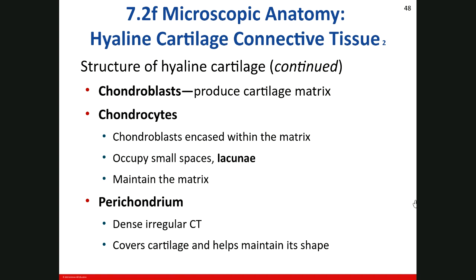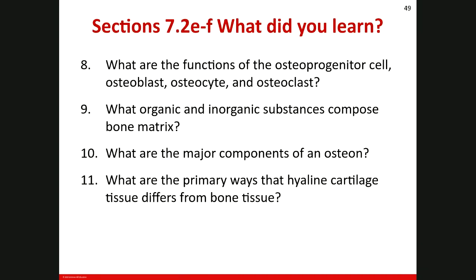Now you can answer these questions. What are the functions of the osteoprogenitor cell, osteoblast, osteocyte, and osteoclast? What organic and inorganic substances do we have in the bone matrix? What are the major components of the osteon? And what are the primary ways that hyaline cartilage tissue differs from the bone tissue?